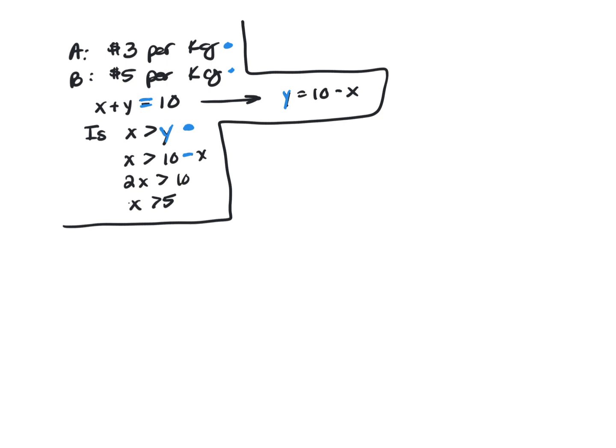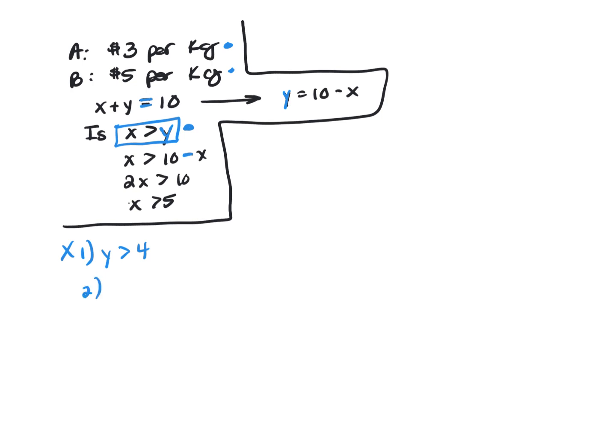So let's look. Clue 1. Y is greater than 4. Okay, look at this. We don't know anything about X in that clue. X is greater than Y. That's not going to help us. We know Y is greater than 4, but we do not know anything at all about X. So that clue does not work.